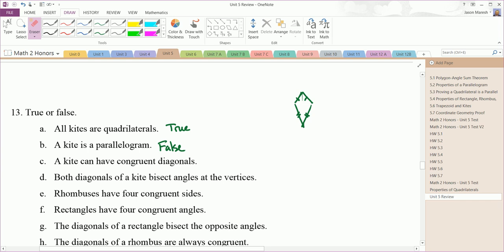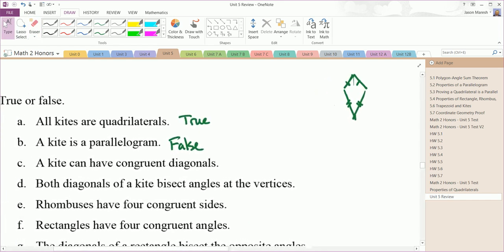Part C, a kite can have congruent diagonals. So consider the case where we get congruent diagonals, something like this. Say both were length of 1, and they didn't bisect each other. Then you're going to get a kite shape. These cross at 90-degree angles, so all these are right triangles. This one's going to be bisected, but the other one will not be.